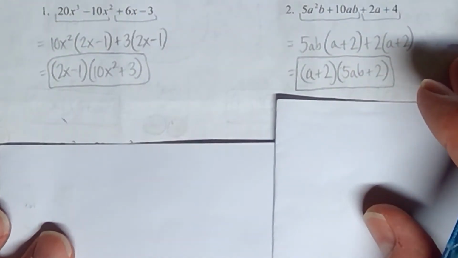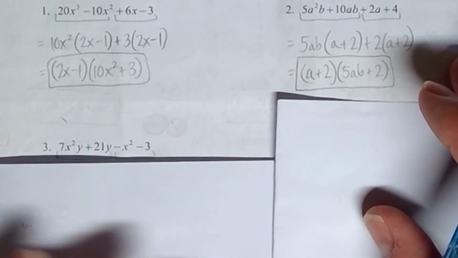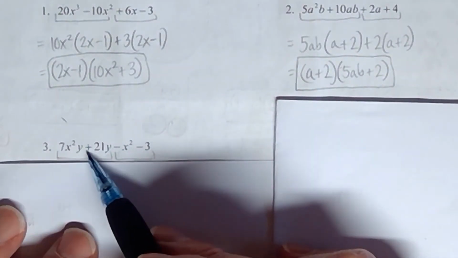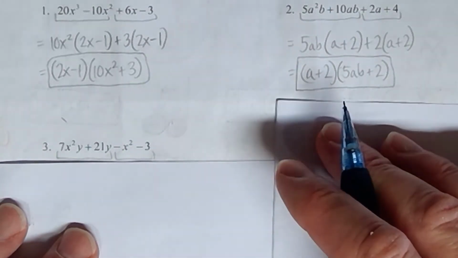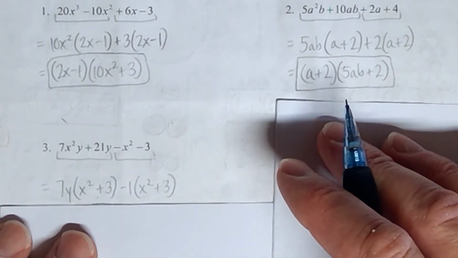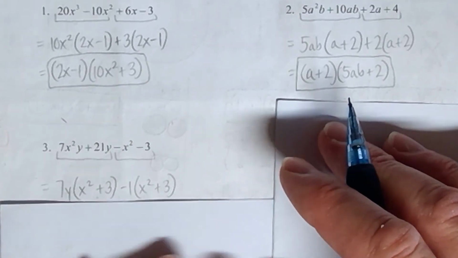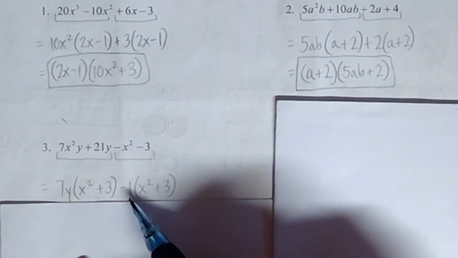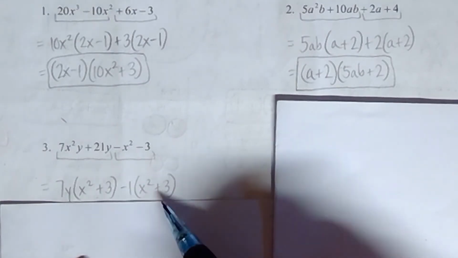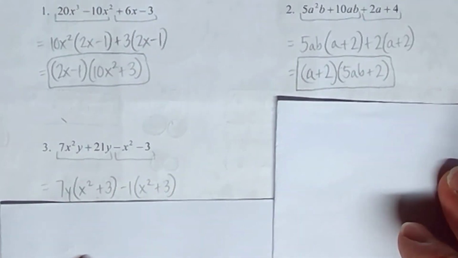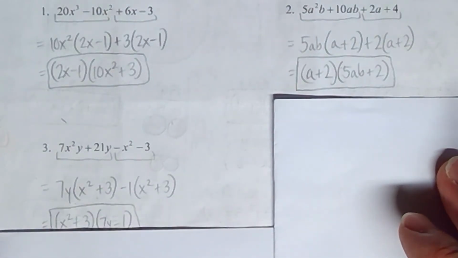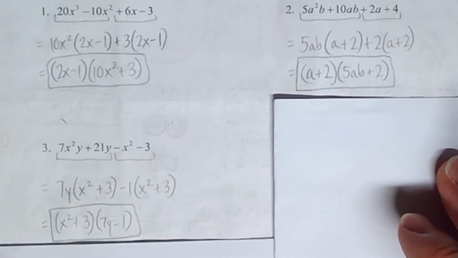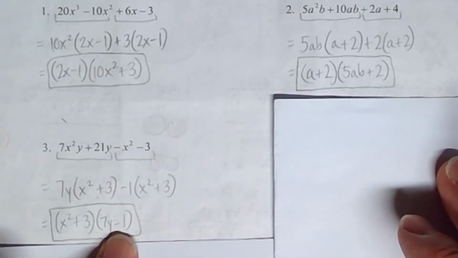Number 3. Again, skip the GCF step for the overall problem, but then we have GCFs of 7y, and then normally this would be plus 1, but that wouldn't have worked. However, minus 1 does give you the same bracket, so I did that one instead. Since the brackets are exactly the same, I move the bracket to the front, x squared plus 3, and then 7y minus 1 goes into the other one.